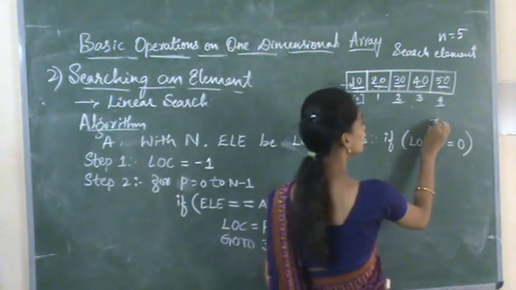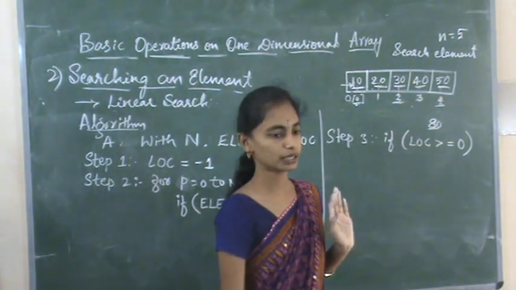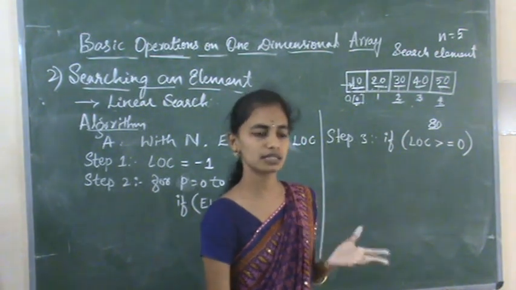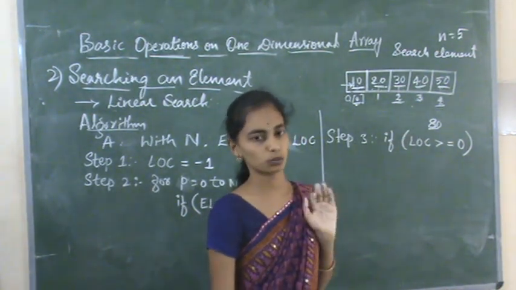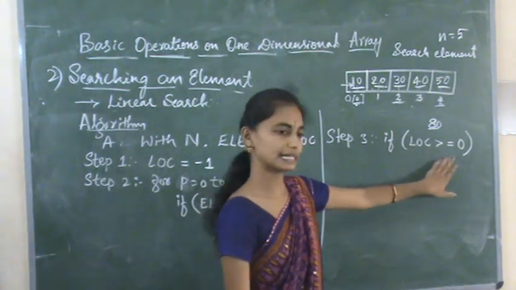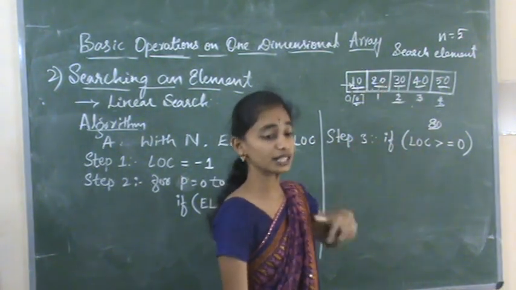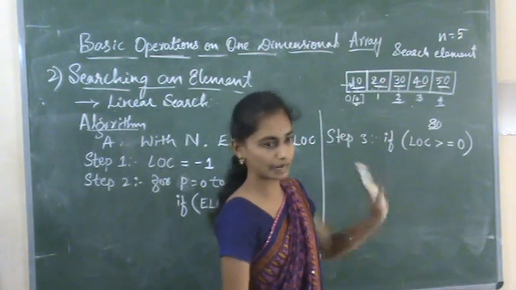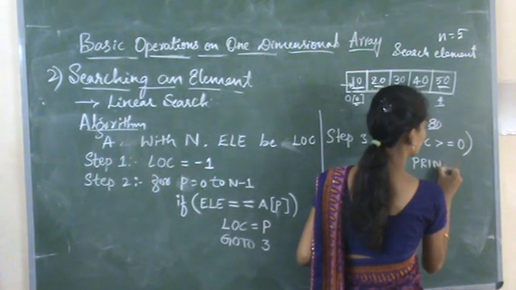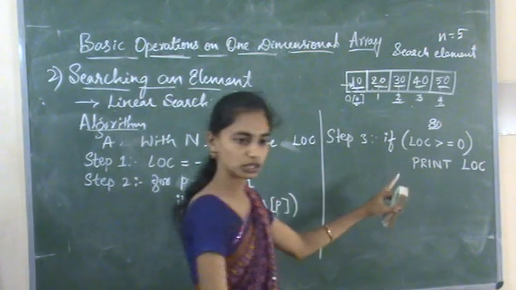Suppose I gave 80 as the search element. Is this 80 present in this array? No, right? So for that it has to display that there is no such element, or the search is unsuccessful. Some message has to be displayed, right? So for that we are using this condition. LOC greater than or equal to 0 means that the search element is present in this array. So if it is true, what will it print? It prints LOC, where exactly that location is present.